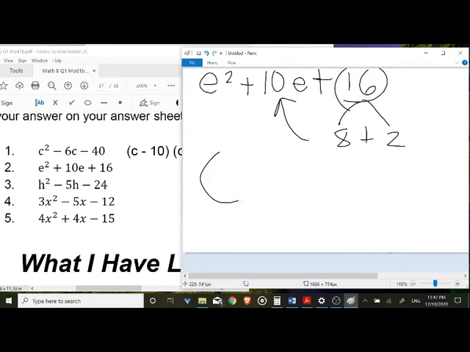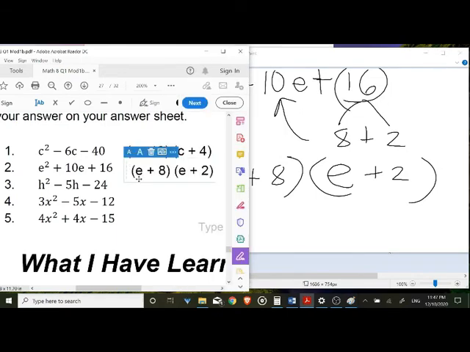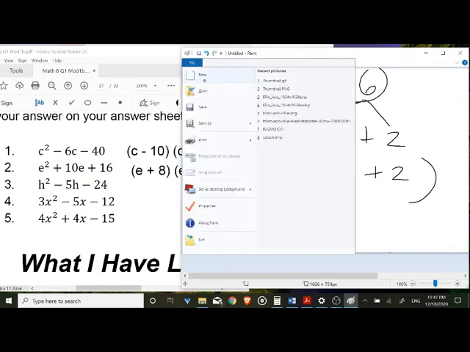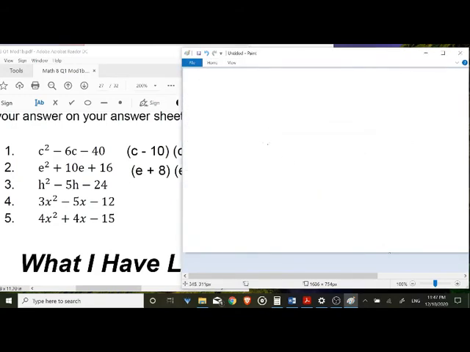So, therefore, our factors, the first term, all plus. So, a plus 8 times a plus 2. Alright. Number 2. Number 3 na pala tayo.